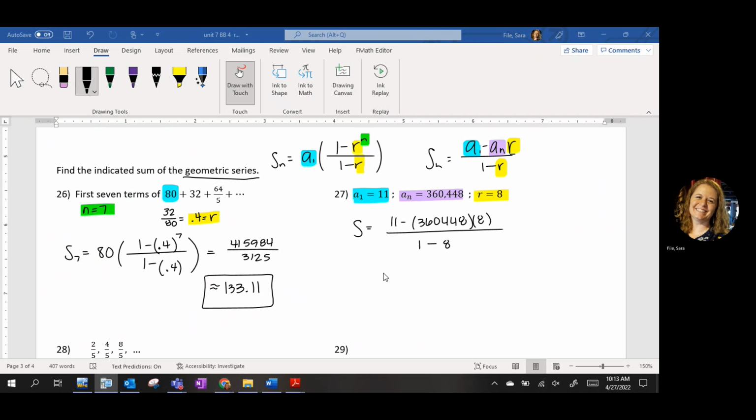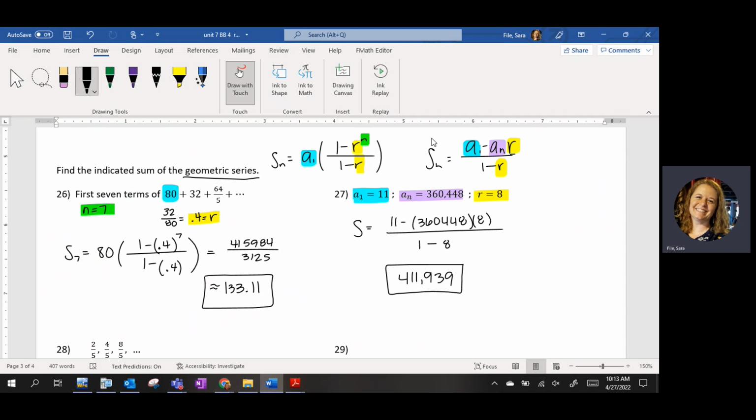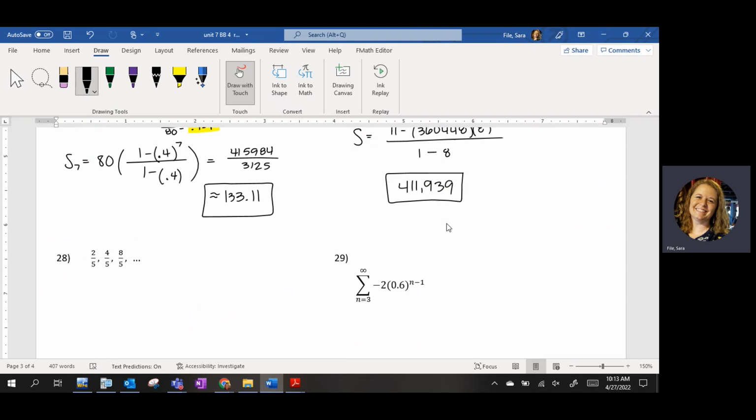All right, so that comes out to 411,939. Okay, so that was practice using both of the different geometric sum formulas for finite geometric series, knowing that there's either knowing the number of terms or knowing the last term. Okay, so we used one of each.